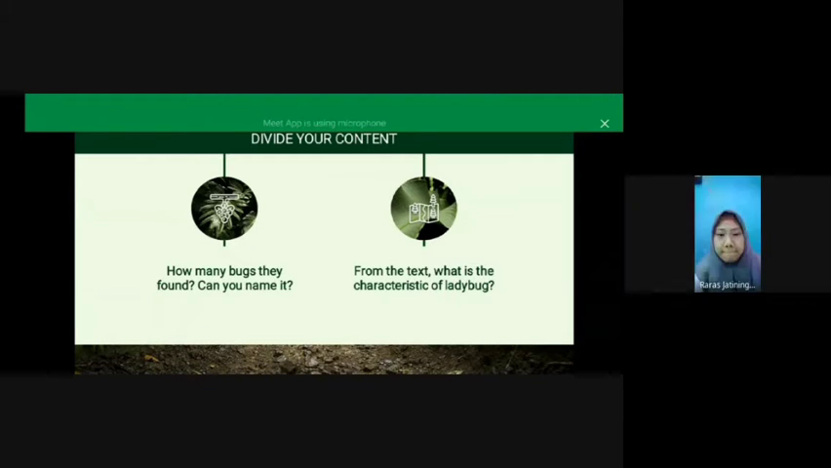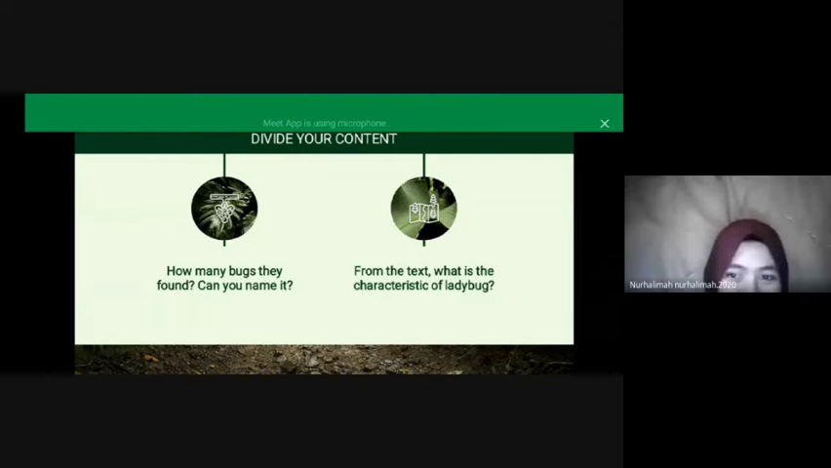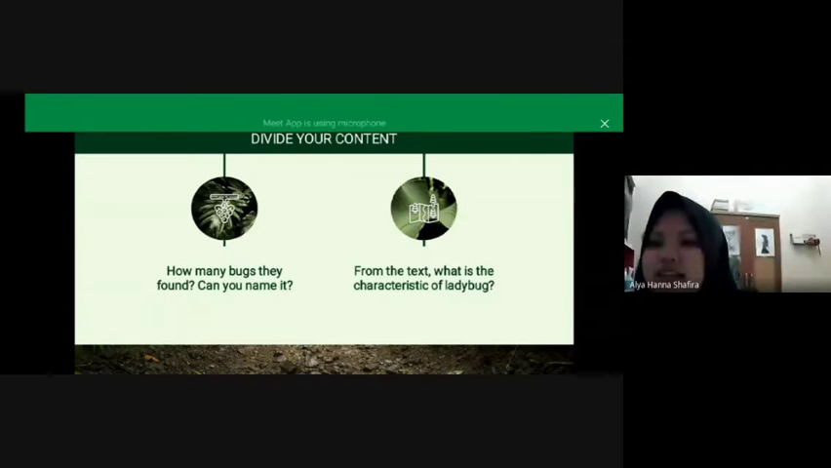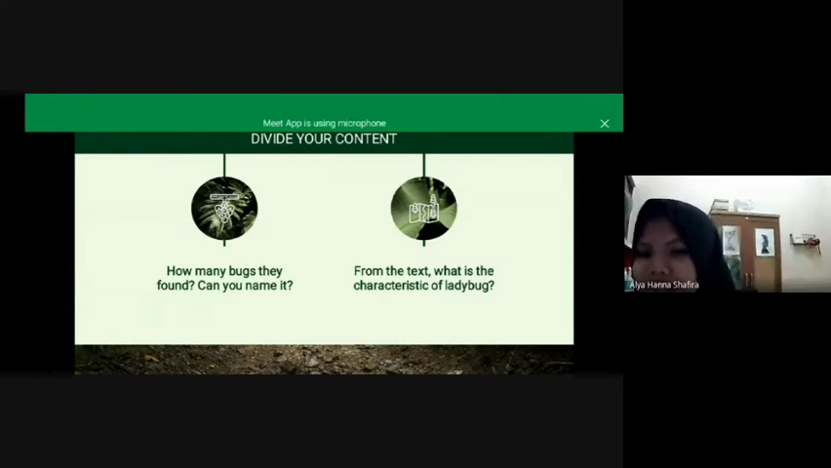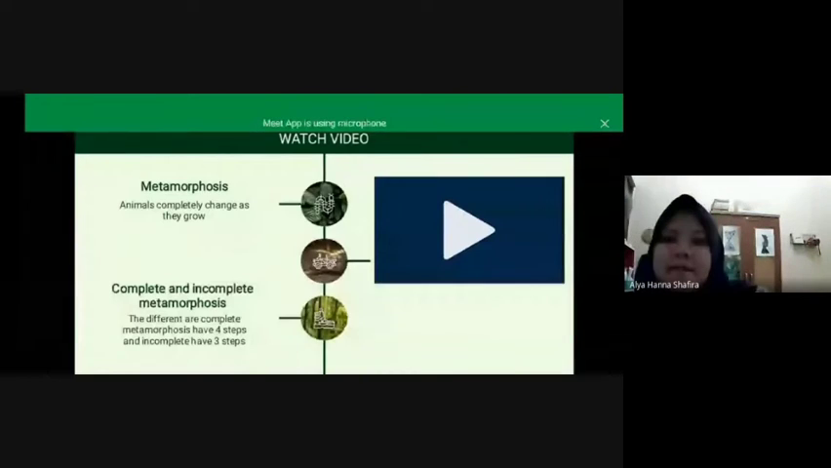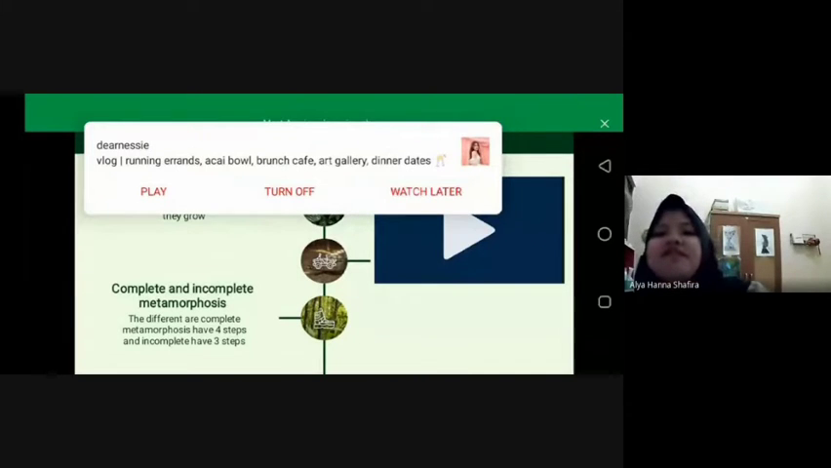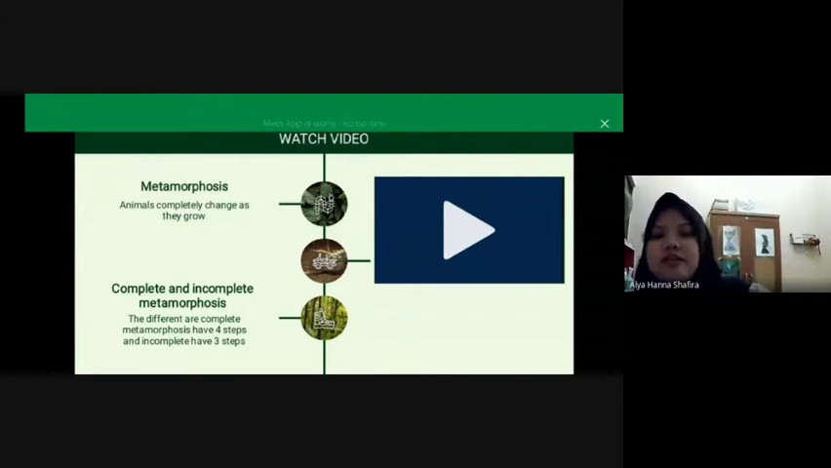Me. Yes, Raras? The characteristic of a ladybug is a red and black circle pattern on their back. Correct. Now move to the next slide. So there is a video. We will watch this first and then I will give you some description.